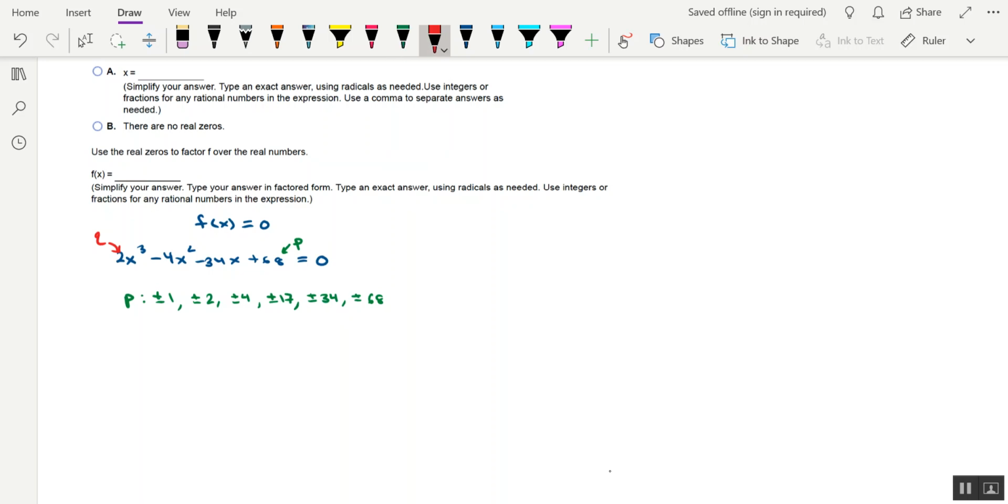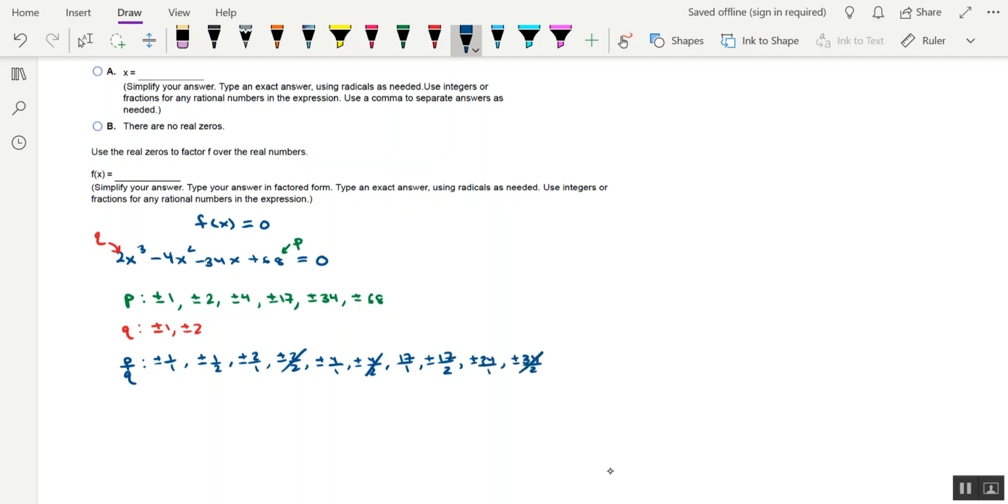Now the list for q, the divisors of 2, including the negatives, will be plus or minus 1, plus or minus 2. This helps us form the list of potential rational zeros by taking all of the factors of p as numerators and all the factors of q as denominators. So our first potential rational zero is plus or minus 1 over 1, or simply plus or minus 1, then plus or minus 1 over 2, then plus or minus 2 over 1, plus or minus 2 over 2. We can X that off because we already have that in our list as 1 over 1. Then plus or minus 4 over 1, plus or minus 4 over 2, which you can cross out, plus or minus 17 over 1, plus or minus 17 over 2, plus or minus 34 over 1, plus or minus 34 over 2.